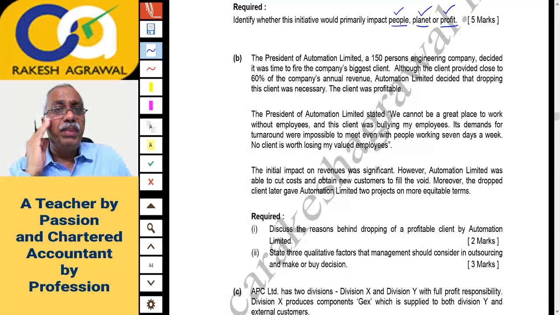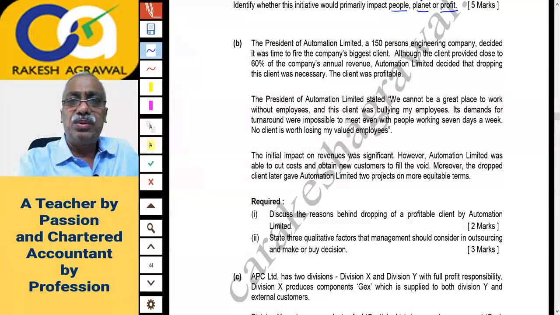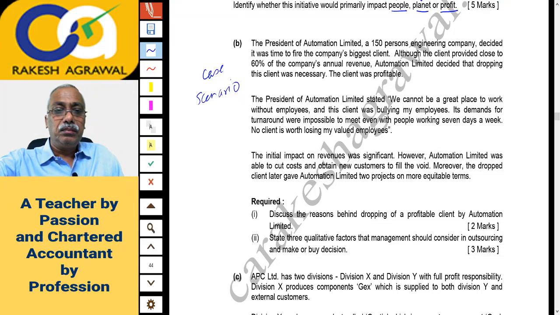Okay, this is B question. B question is a case scenario, my dear friends, for 5 marks, 2 plus 3. So just go through, it's a small question and the answer is printed. It's a case scenario. So you have to write a theory answer.